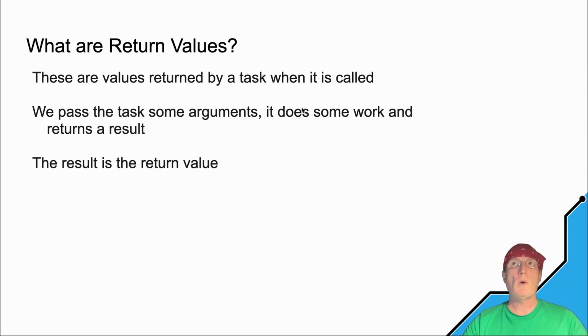So first of all, what are return values in a task? In all the examples that we've run so far to do with tasks, particularly the user tasks, we basically run the task, it does something, we might pass it some arguments, but that's about it. Return values are the values that are returned by a task when it's called. So we pass some arguments, which is some information that the task needs to do its job. It does some work, and then it returns a result. And that result is the return value.